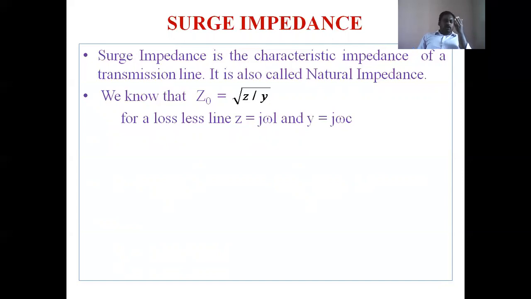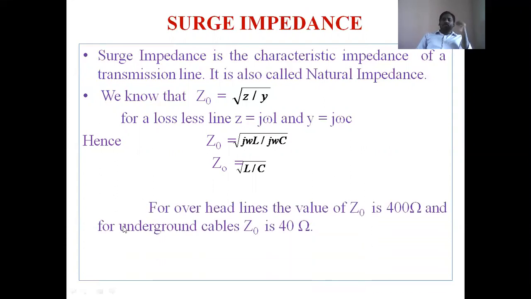Now if this omega C goes to the numerator, the minus sign of j is there. So that's why Y is j omega C for a lossless line. Then we can substitute Z and Y in Z0. Z0 is equal to the square root of j omega L by j omega C. The j omega cancels out. Then Z0 is equal to the square root of L by C: the square root of inductance of line divided by capacitance of line.